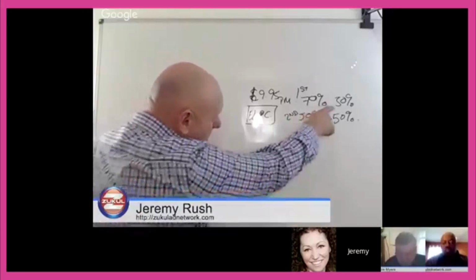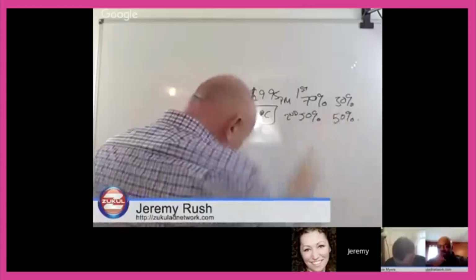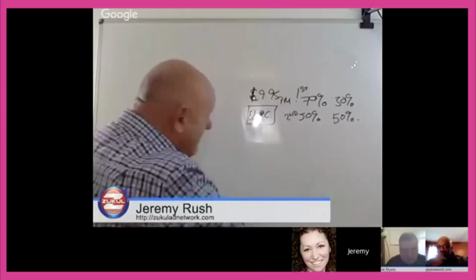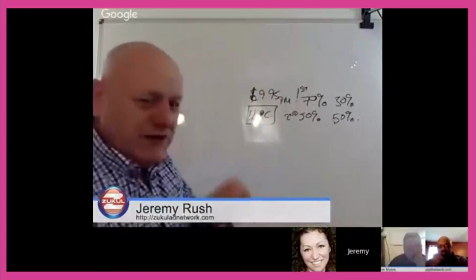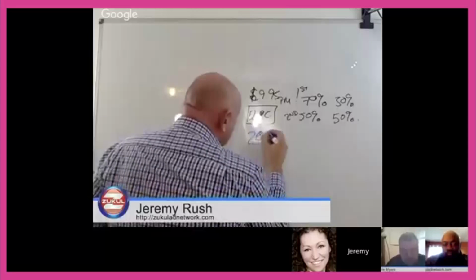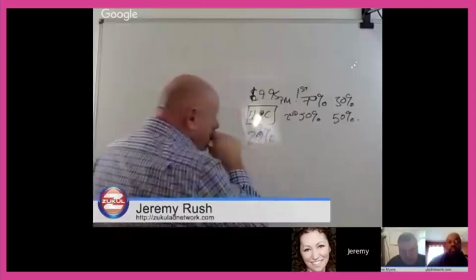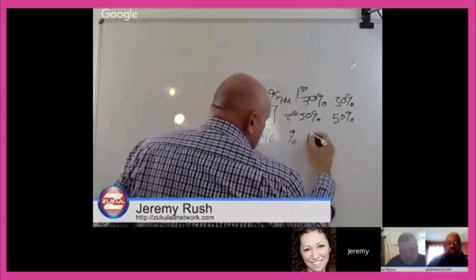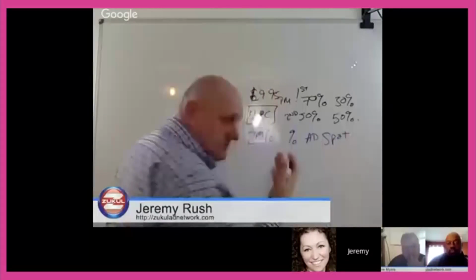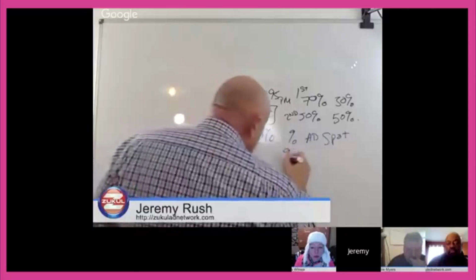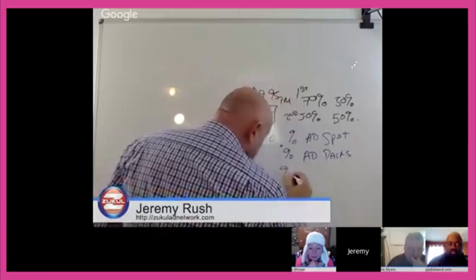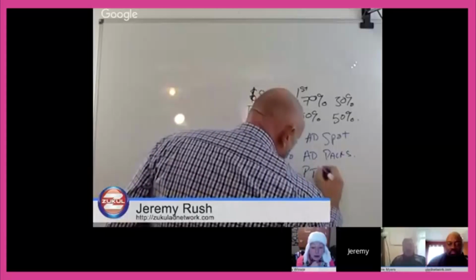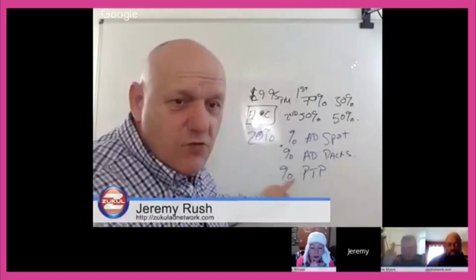Now, this 50% and this 30% and this 50%, what's going to happen to that money? Well, out of that, 10% is going to go to the company's profits. That leaves 20% of just this one product. A percentage of that is going to go to ad spots, get your ad spots moving. A percentage of that is going to go to ad packs, and a percentage of that is going to go to pay to post.